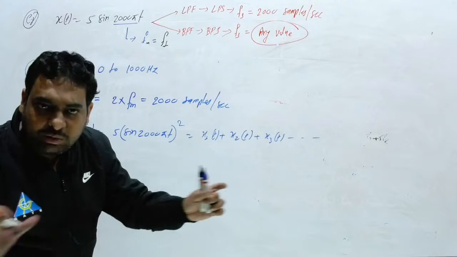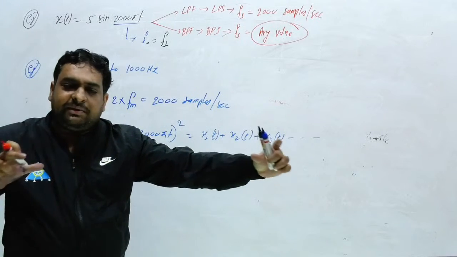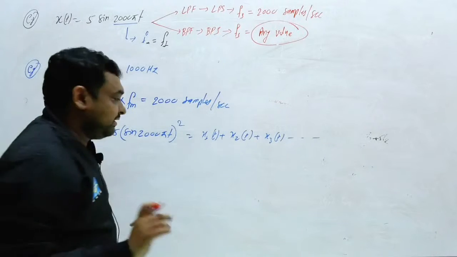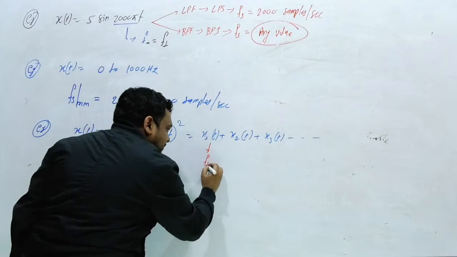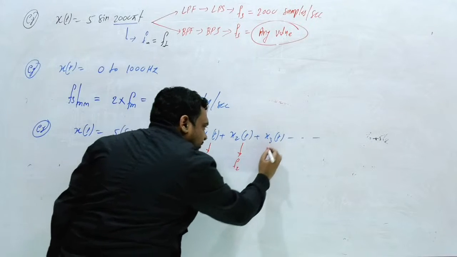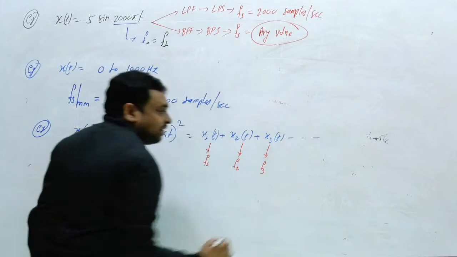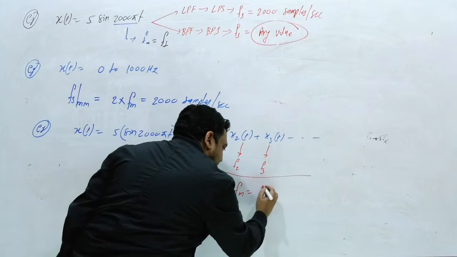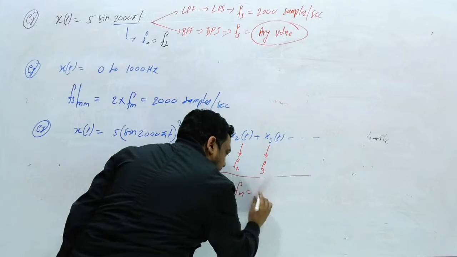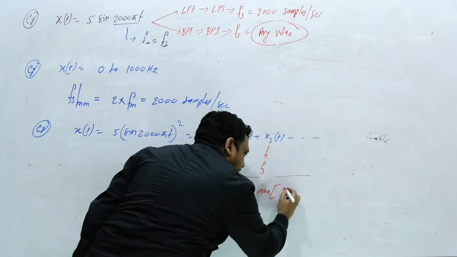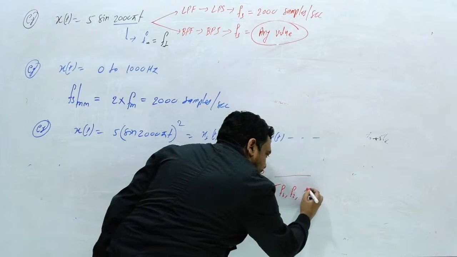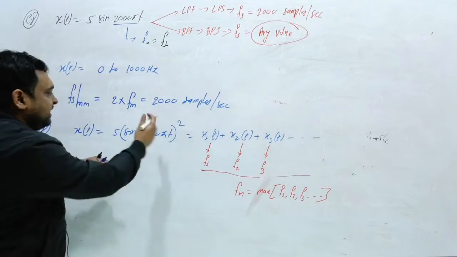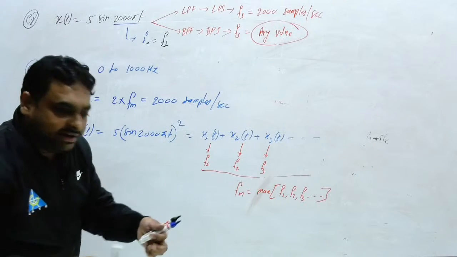So first, by trigonometric identities, you have to separate the signal, and each signal contains a single frequency component. So this x(t) contains, suppose, f1, this f2, and this f3, and so on. Then you just have to find the maximum. So what will be the f max? It is the maximum of f1, f2, f3, and so on. Clear this point? If you get a square, cube, anything, just by trigonometric identities you have to separate it.